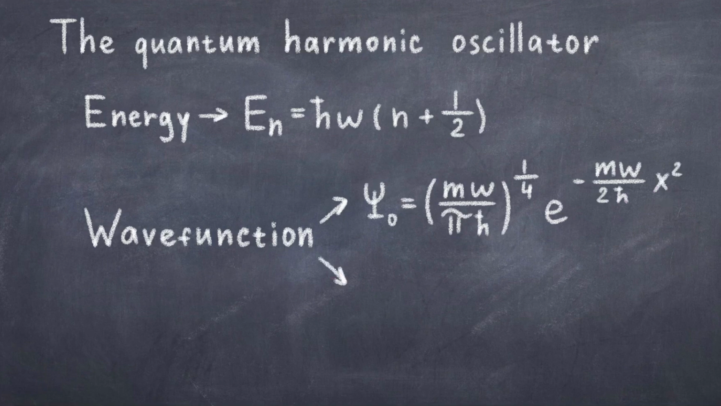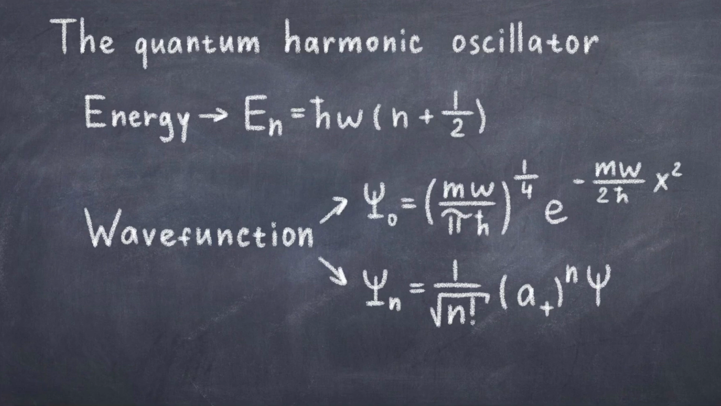x squared. The nice thing about using the algebraic method with the ladder operators is that using the ground state wave function we can easily find the wave function of any other state using the general wave function of the harmonic oscillator. So psi of any state n is equal to 1 over square root of n factorial times the raising operator a hat plus to the power of n, and then times the ground state wave function psi naught.